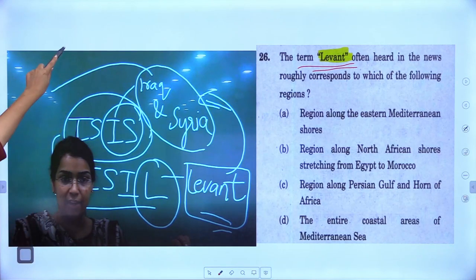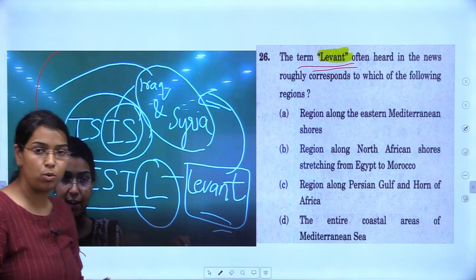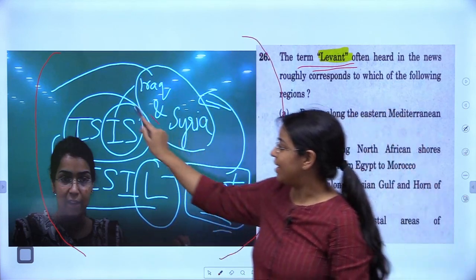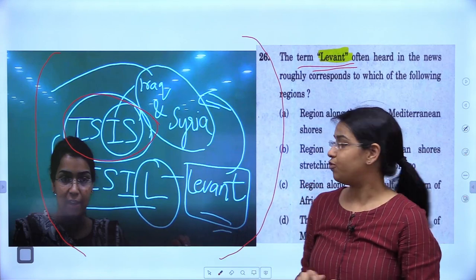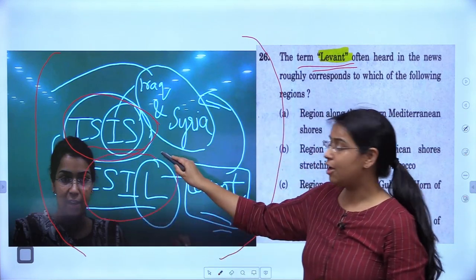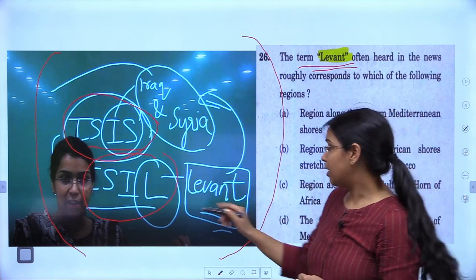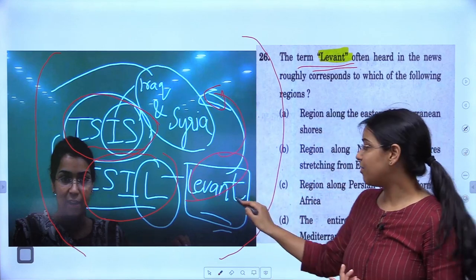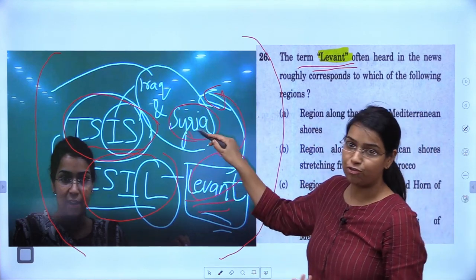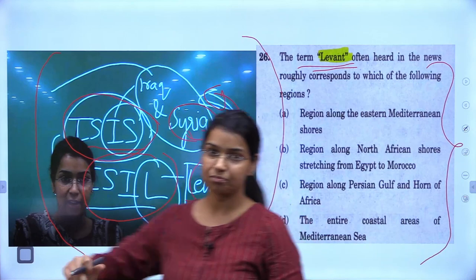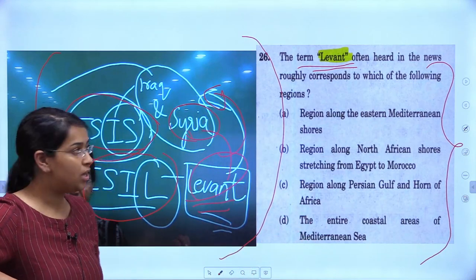The students who have attended my world history lectures would know that I discuss the idea of IS in my lectures. If you know the IS and you know that it is also known as ISIL, you would be able to relate Levant with the part of Iraq and Syria, right? Levant is nothing but Syria. If you know this, then you can confidently attempt this question.